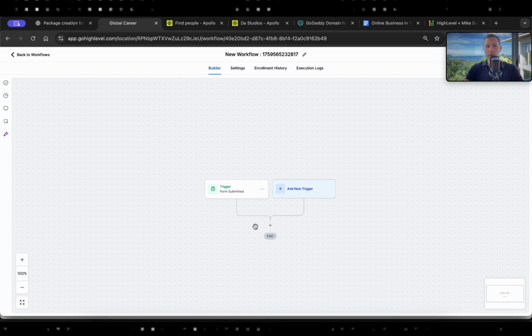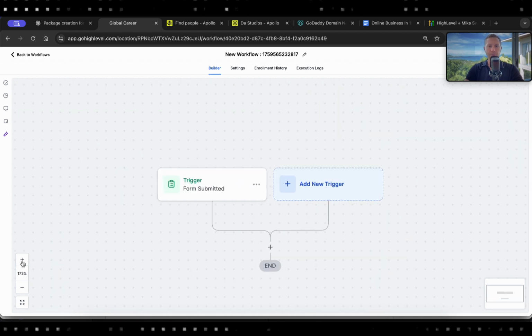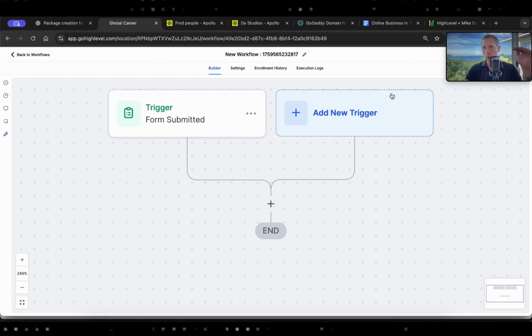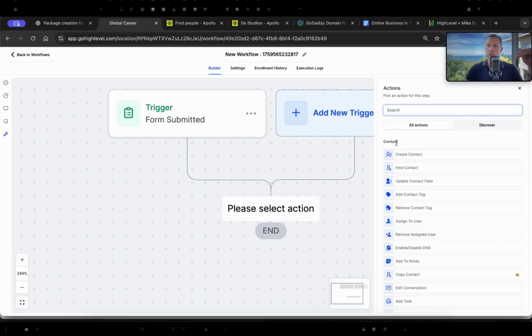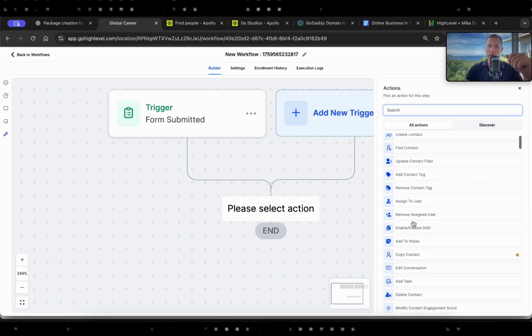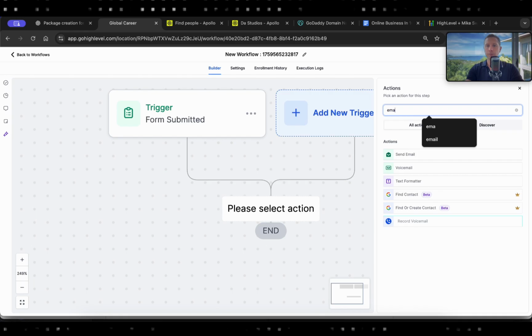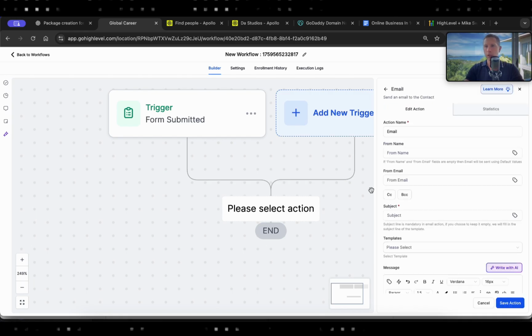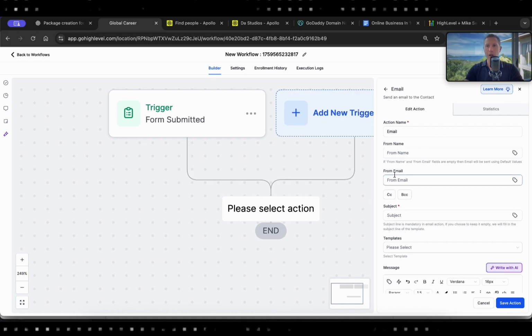So the form submitted is going to start the trigger. Make this bigger. And you can have multiple triggers that enroll people in the sequence. And so the sequence is basically just going to send an email. It can also do things like LinkedIn, send a text message. There's a lot of other options out there.